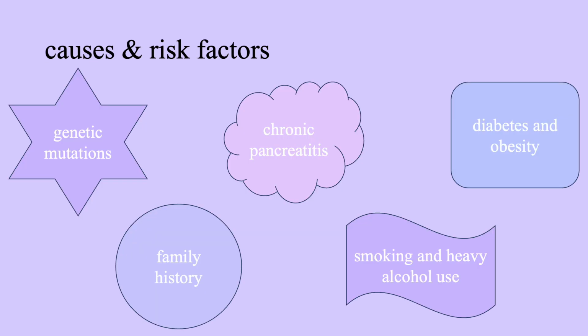As for causes and risk factors, lifestyle: you have smoking, obesity, heavy alcohol use, diet, maybe a sedentary lifestyle. As for medical conditions, you have chronic pancreatitis, diabetes. Age and sex are also a factor. This is most common in adults over 60 years of age, and slightly more common in men as well. Then you have your genetic factors, so that's your family history, as well as your inherited genetic mutations.